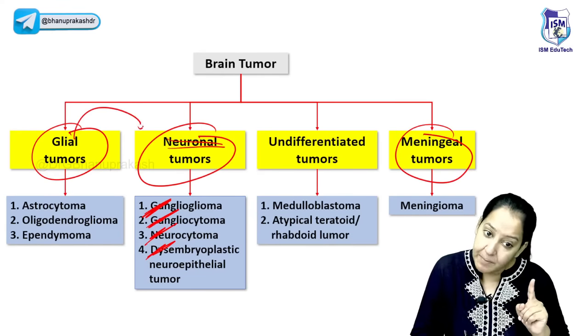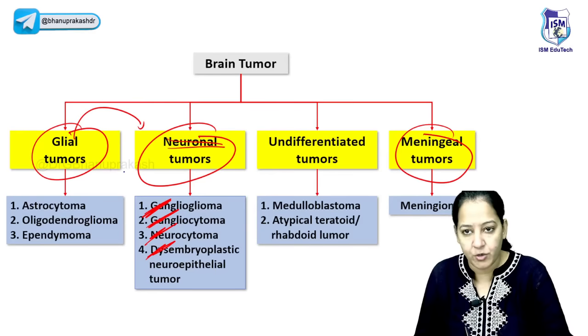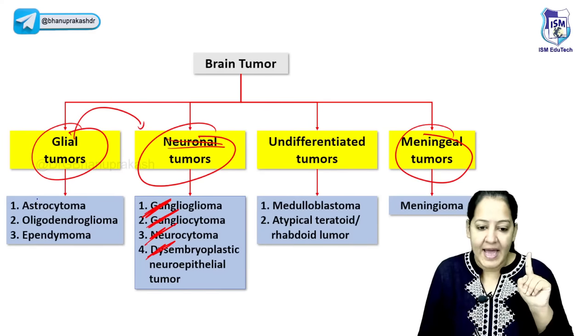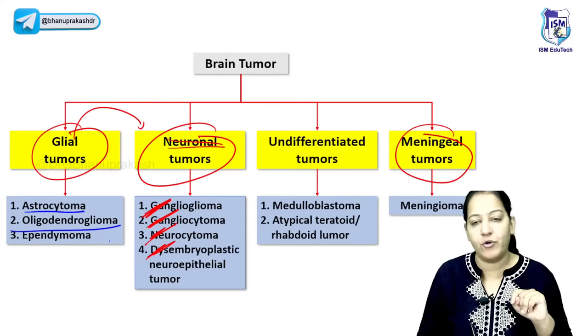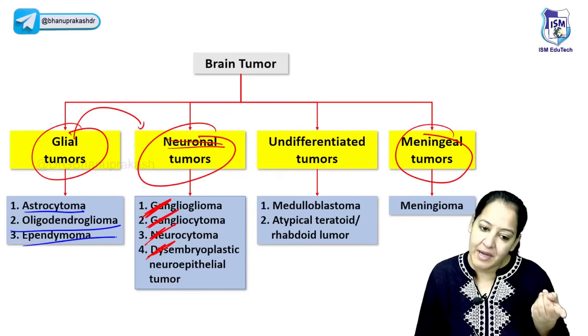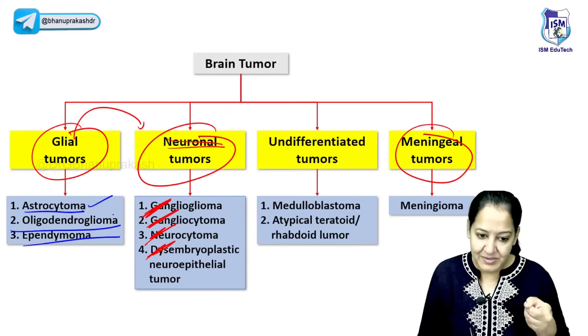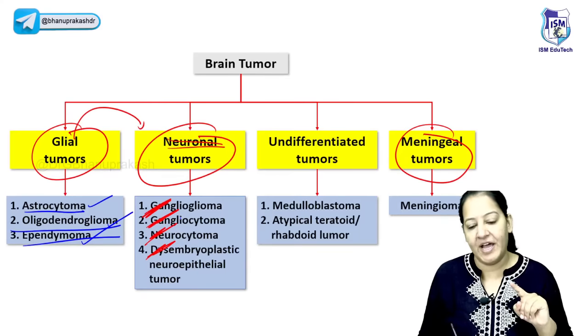In the glial, these are the tumors of the supporting cells. How many types of glial cells I told you? Three types of supporting cells. Astrocytes have tumor astrocytoma. Oligodendrocytes have tumor oligodendroglioma. And ependymal cells have tumor ependymoma. So it is astrocytoma, oligodendroglioma, ependymoma.